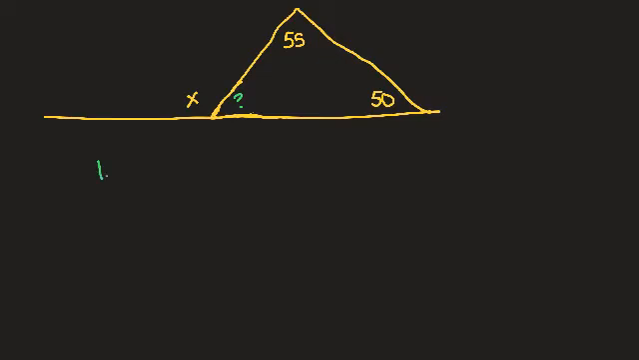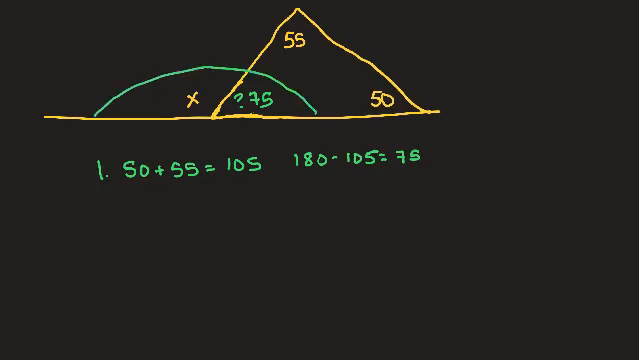My first method is add 50 plus 55, which equals 105. And we know that all interior angles must add up to 180. So 180 minus 105, let's see, 100 would be 75, right? So now that I know that this is 75, I can use supplementary angles and say 180 minus 75 is 105. So now I know that x is equal to 105 degrees. So that's one way to do it. But that was a lot of steps.